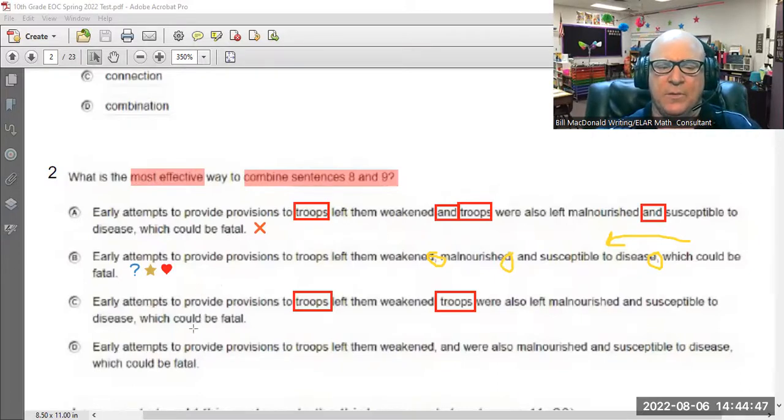Last one: "Early attempts to provide provisions to troops left them weakened, comma, and were also malnourished," and so there's the other repetition of the word "and" again. Since there were three things, erase that one.